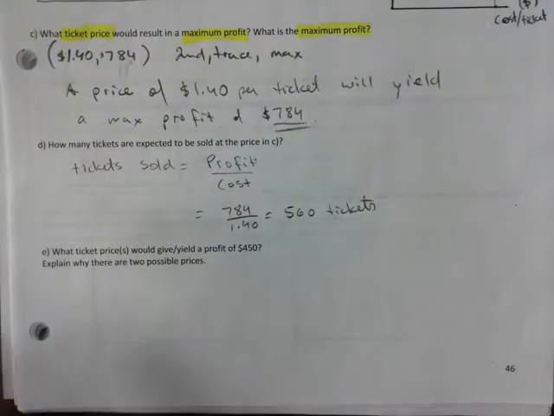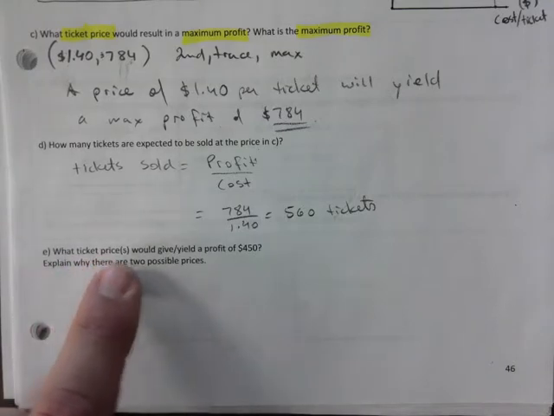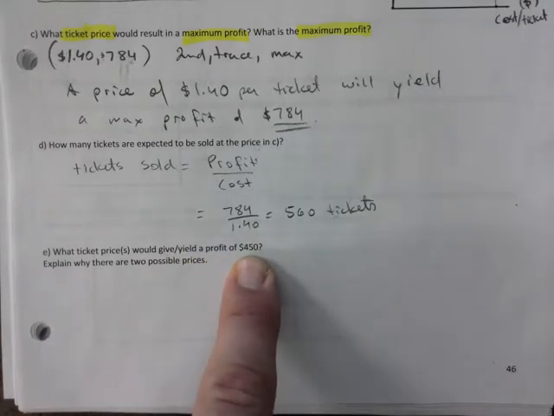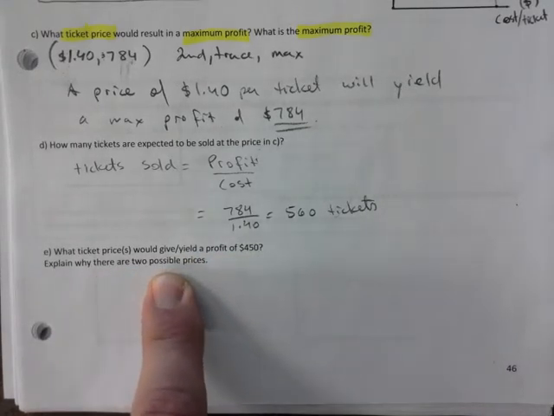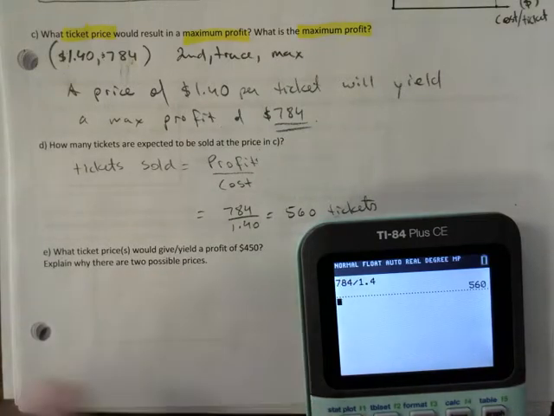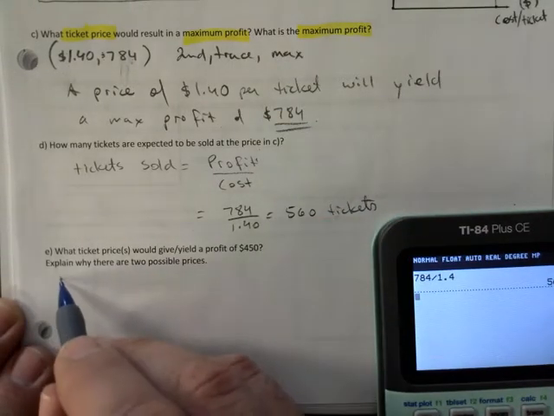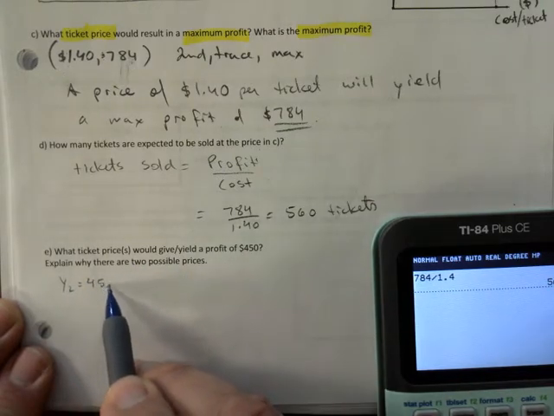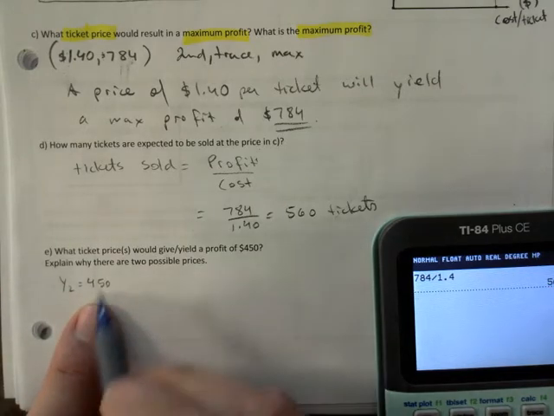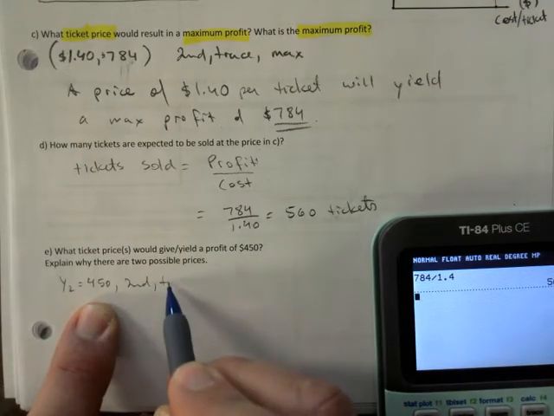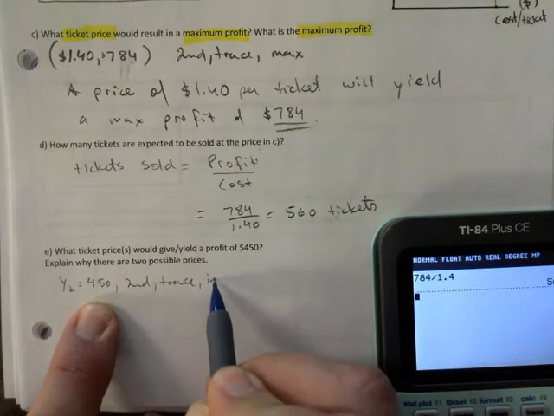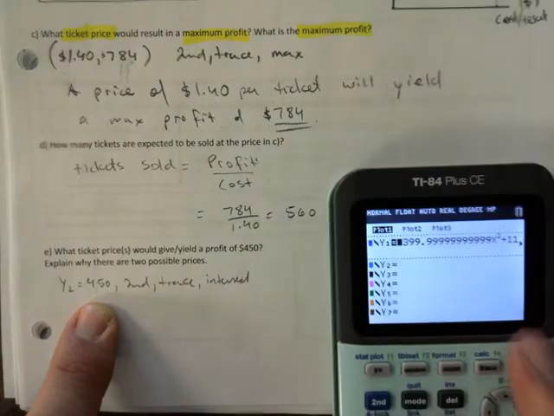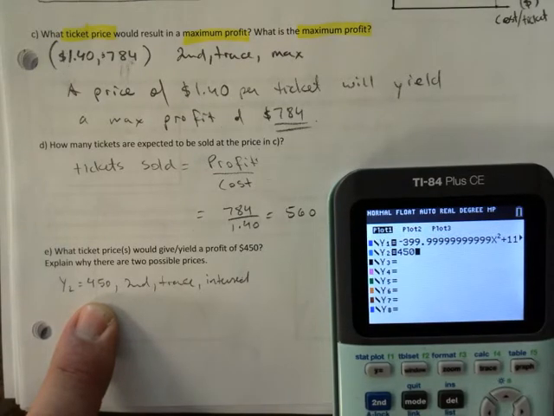All right. Next, what ticket price or prices would yield a profit of 450? Explain why there are two possible prices. And this is going to explain what I was referring to earlier. So what I'm going to do is, because profit is my y variable, right? They're basically telling me that, hey, if that's true, what would be the possible x values? And I'm going to make that 450.